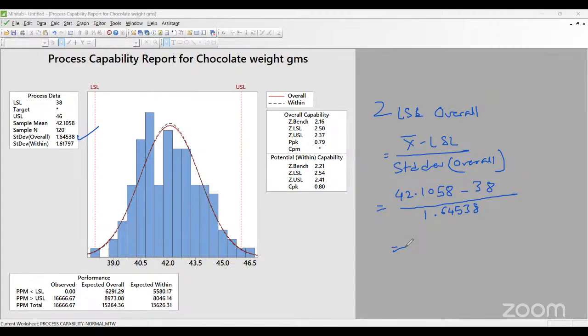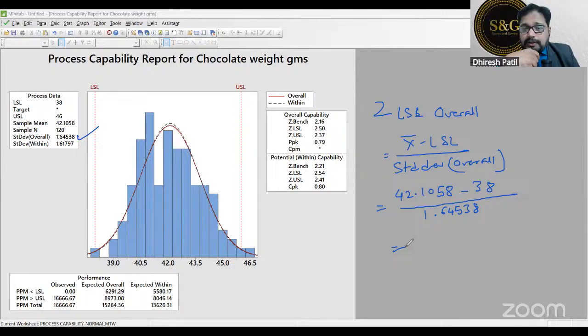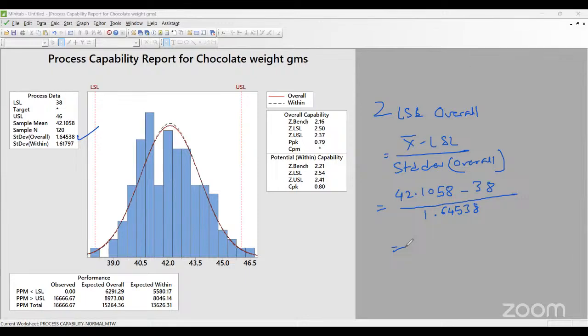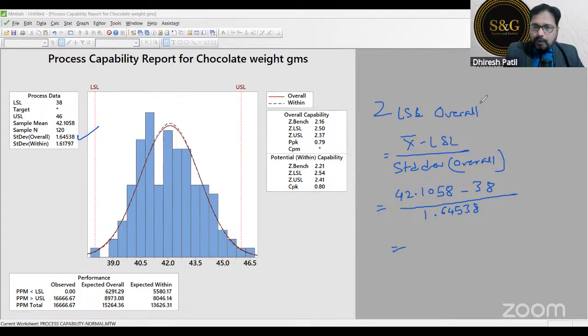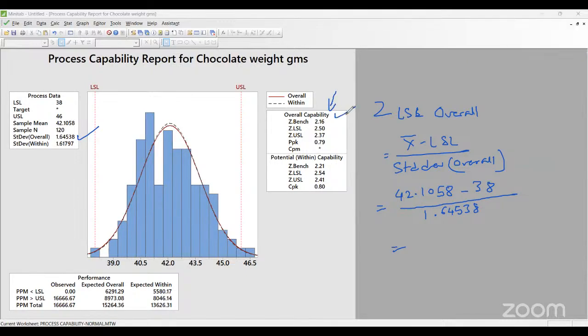Just one question, Dinesh. The term Z refers to the capability, right? Because previously in the process data, we only mentioned standard deviation overall and within. But now we have ZLSL and ZUSL. Yes, Z refers to capability. Correct. So now we are calculating capability. Okay, you're right.